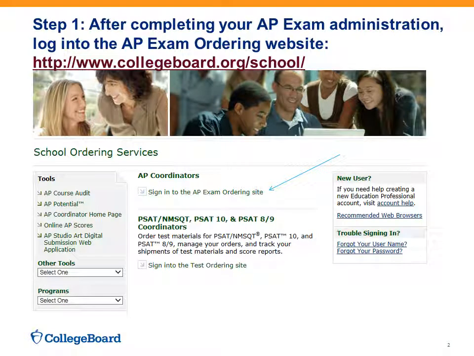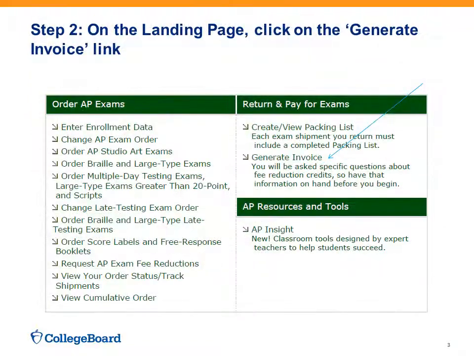So the first step is to log into the AP exam ordering website, which is found at this URL, www.collegeboard.org/school. You'll see here where you can sign in to the AP exam ordering site. So as you can see on the slide, step 2 is to generate your invoice. When you get to this page, you'll click on the Generate Invoice link.